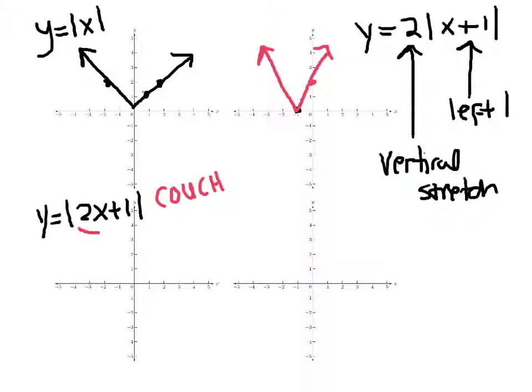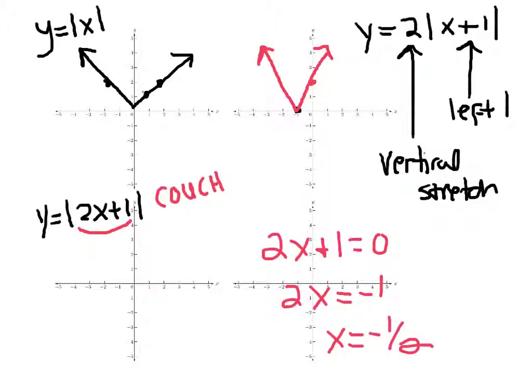When I look right in here, the 2 affects what makes the inside of the equation 0. And so if I were to ask myself, what makes 2x plus 1 equal to 0? I would have 2x equal to negative 1, and I would have x equal to negative 1/2. And so the vertex of this graph is actually at negative 1/2. And then this 2 is still going to make everything twice as tall. So if I go over 1, I have to go up 2.